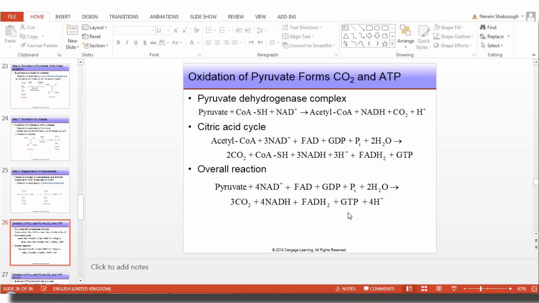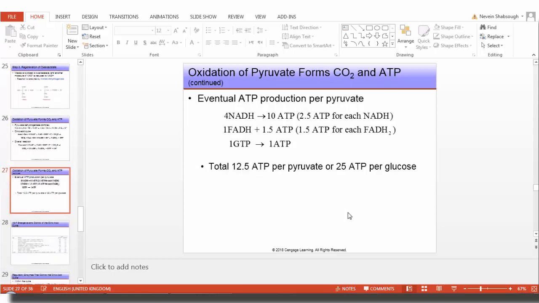Now these later, as we will see, give the eventual ATP production per pyruvate. The 4 NADH will produce 10 ATP, 2.5 ATP for each NADH oxidized in the electron transport chain. The 1 FADH2 produces 1.5 ATP when it is oxidized in the electron transport chain, and the 1 GTP is equivalent to 1 ATP.